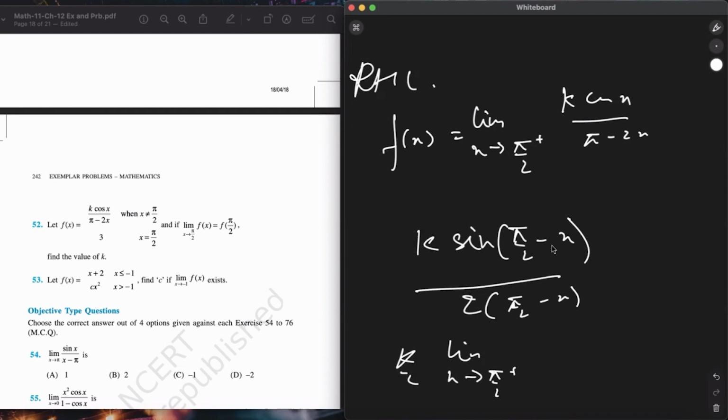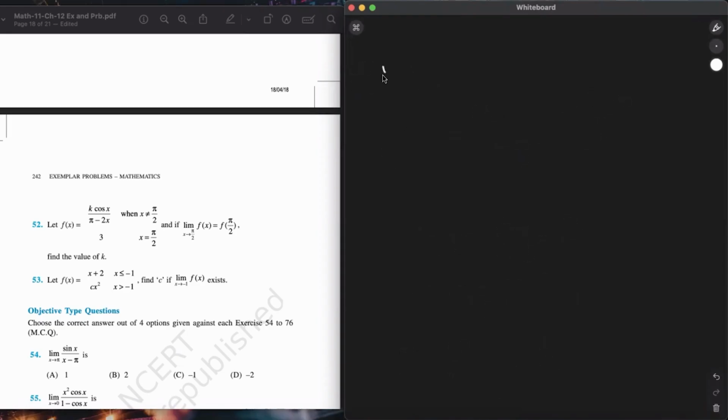So it again makes this whole thing like sine y by y, where y is tending to 0, and again this will return a value of 1. So it will be k by 2 as well. So my RHL is equal to my LHL, which is equal to k by 2. From here we can conclude that the limit for the function exists.